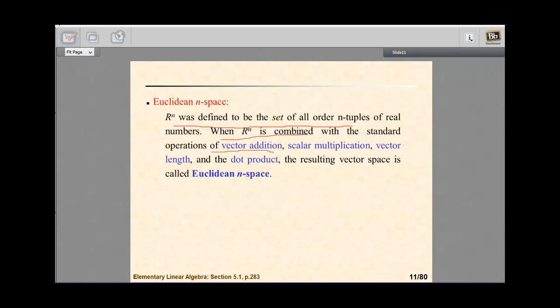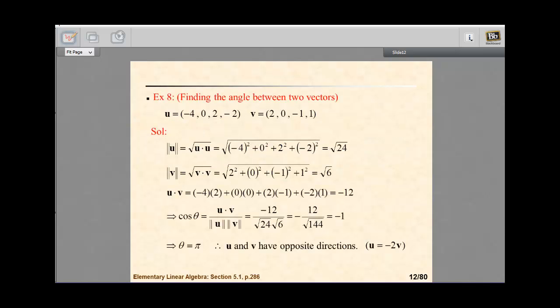Now this is Euclidean, and this is the definition of the Euclidean space. It says that Rn is defined as the set of all ordered n-tuples of real numbers. When Rn is combined with the standard operations of vector addition and scalar multiplication, vector length, and the dot product, the resulting vector space is called Euclidean n-space.